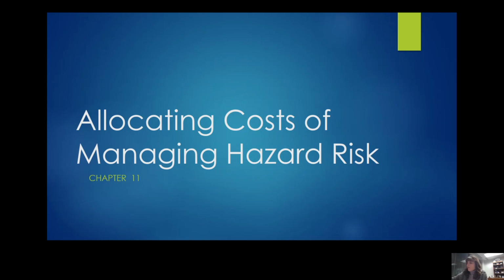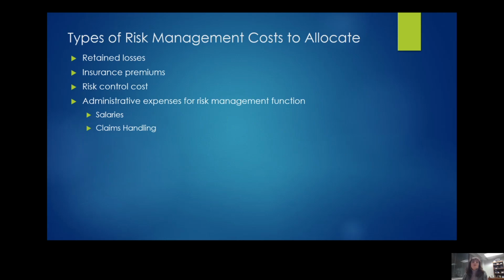So why do we care about how we allocate hazard costs? Well, there's a lot of good reasons we're going to go through. First of all, what type of risk management costs do we allocate? What do we have to allocate across different departments? First thing we need to allocate would be those losses that we're paying for with our own money.